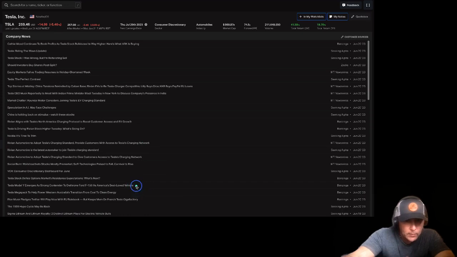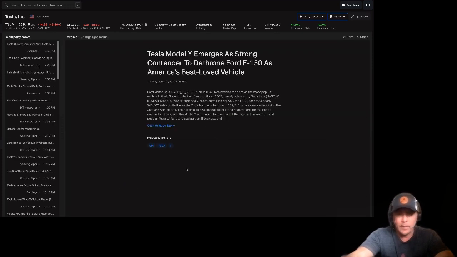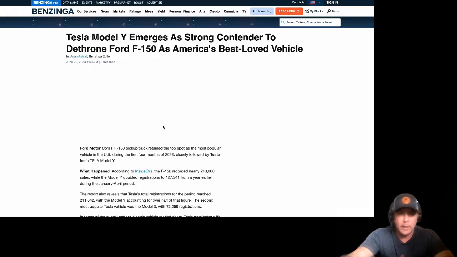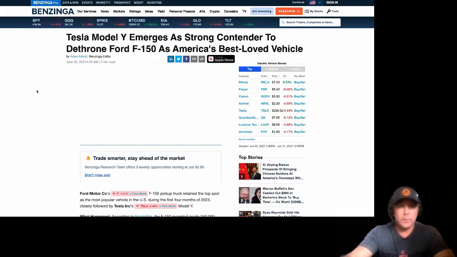One thing I wanted to call out, it's right here. The Tesla Model Y emerges as a strong contender to dethrone the Ford F-150 as America's best loved vehicle. And if you just click on that, you can actually see a Twitter version of this story that came out on June 20th. You can actually click on this to see the actual article. A quick way to size up the fundamentals on Tesla. And as we get near the end of the video, I've got additional fundamentals I want to share in terms of what's going on specifically with Tesla and China.